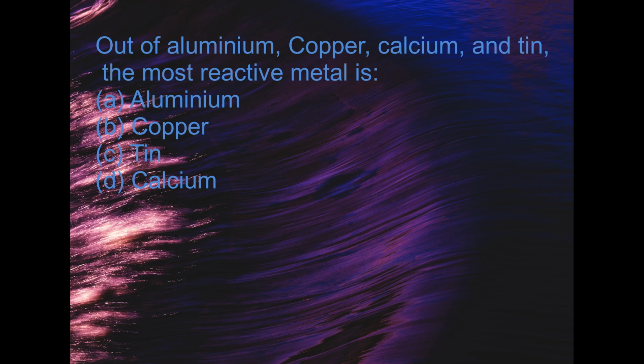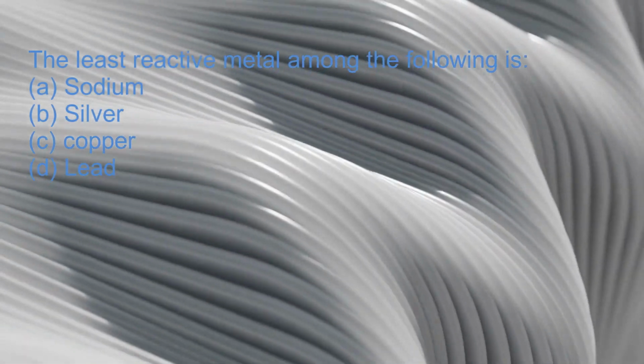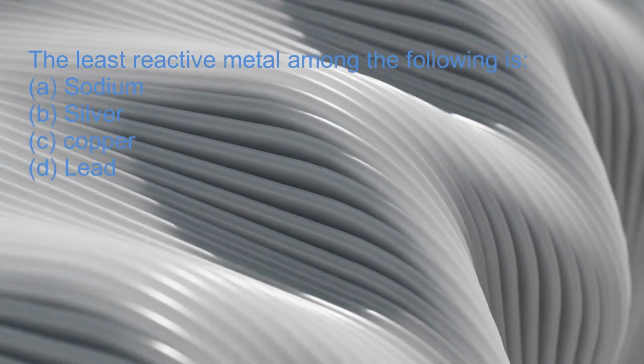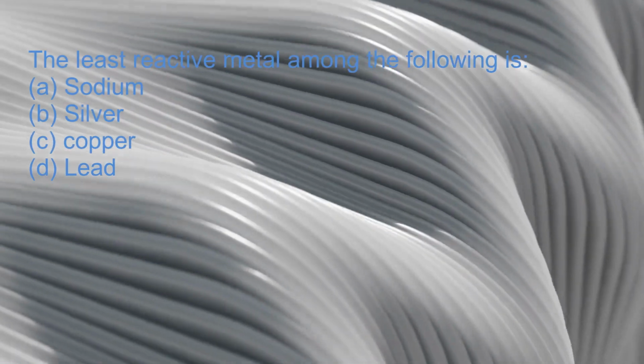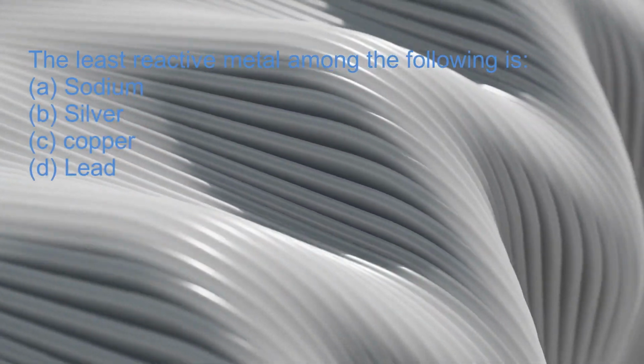Out of aluminium, copper, calcium, and tin, the most reactive metal is: A. Aluminium, B. Copper, C. Tin, D. Calcium. Solution: option D. Calcium is the answer. The least reactive metal among the following is: A. Sodium, B. Silver, C. Copper, D. Lead. Solution: option B. Silver is the answer.